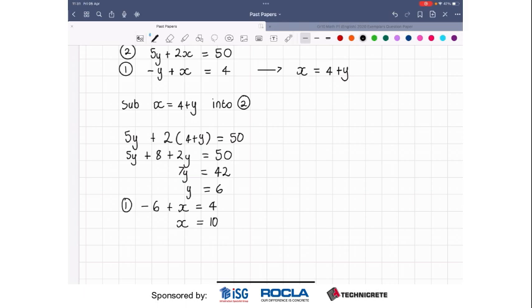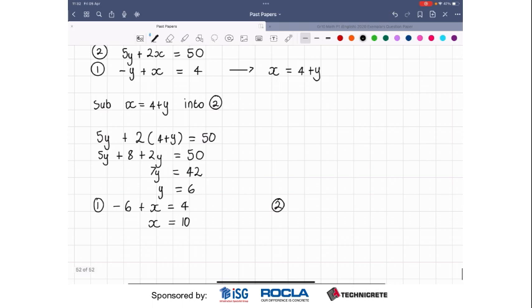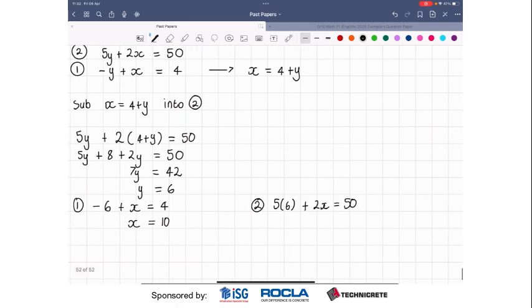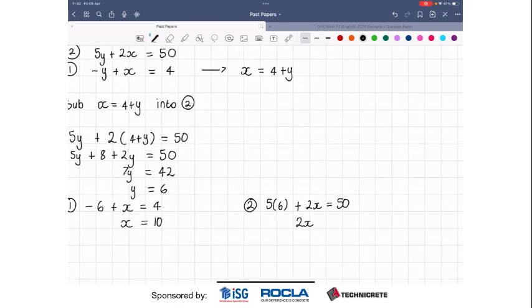Okay, and I could also have subbed this y equals 6 into equation 2, and I'm going to get the same answer for x. So now in equation 2, everywhere that I see y, I'm not going to write y, I'm going to write 6. So I've got 5y, I'm going to replace that with 5 times 6, plus 2x is equal to 50. And I'm going to keep my 2x on the left-hand side, and I'm going to take 5 times 6, which is 30, over to the other side. 50 minus 30 is going to be 20, and x is equal to 10, just like we had before.